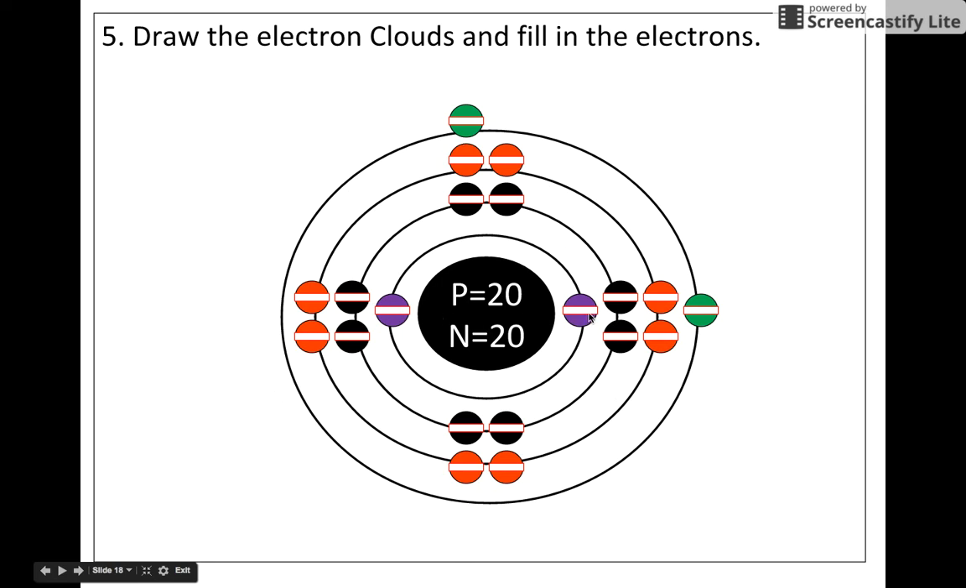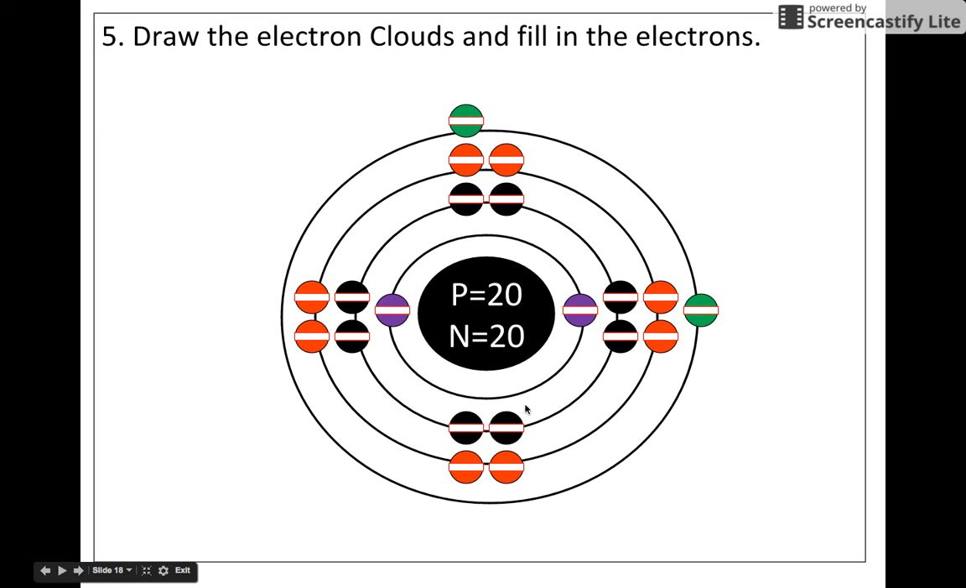1, 2, first shell is full. And then you go around 3, 4, 5, 6, 7, 8, 9, 10. So we have a total of 10, and we have 8 on the second shell. It might help you to always write them down in pairs, so that way it's easier to visualize how many you have. So you can count 4 pairs here equals 8.